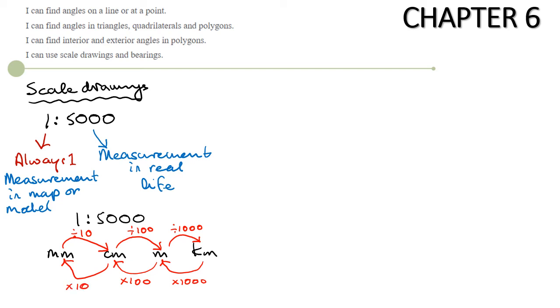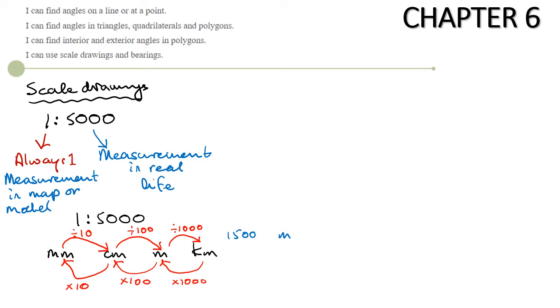Now, I think we did a question a minute ago, and let's say we ended up with a measurement of 15,000 millimeters, and it says it wants the answer in meters. Okay, so we divide that by 10. So that would be 1,500 centimeters. If I divide that by 100, that will be 15 meters. And if it was a bigger measurement, I could then change it to kilometers. So that's our work on scale drawing.